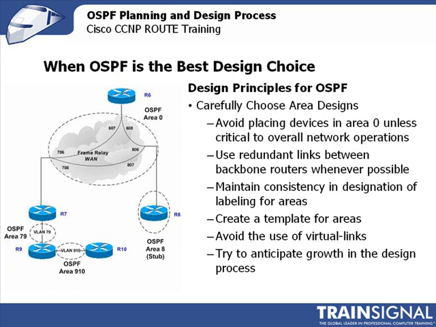Maintain consistency in designation of your labeling for areas. You may use just simple numbers, 1, 2, 3, 4. You can actually use something similar to IP addresses with 4 octets, but use consistency regardless. Create a template for your areas. This will make the whole process easier. Try to avoid the use of virtual links. We'll talk about virtual links in our advanced section.